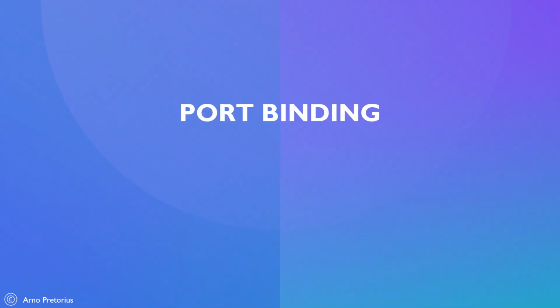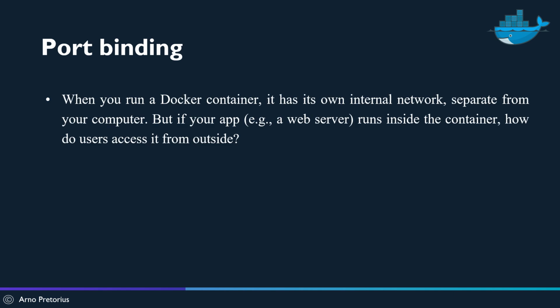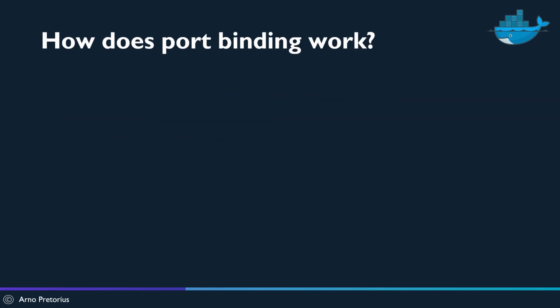Right, so let's take a look now at port binding. Port binding is best explained in the process of how Docker container networking works. When you run a Docker container, it's going to have its own internal network, and this is separate from our computer. But if our app, in other words our web server, for example, runs inside the container, the question becomes, how do users access it from outside? This is where port binding comes into play. So let's take a look at how port binding works.